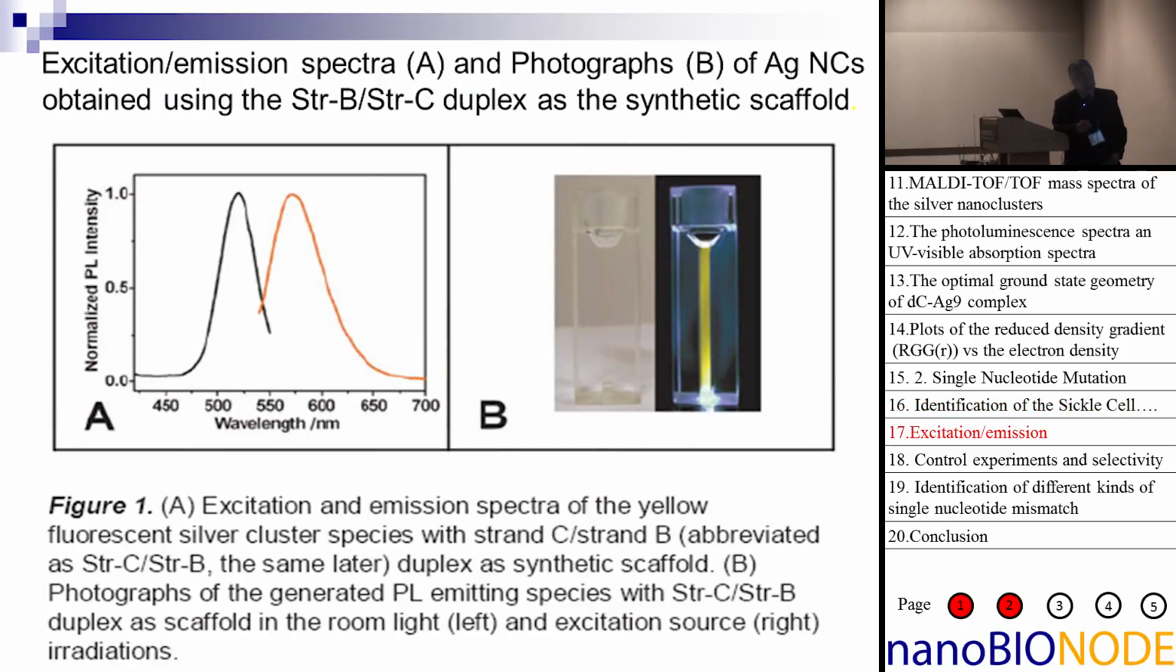So we get the result like this. This is excited, this is emitted. This is at 520 nanometers. This is 572 nanometers. So it's quite clear that we can also get the bright color for the fluorescence.